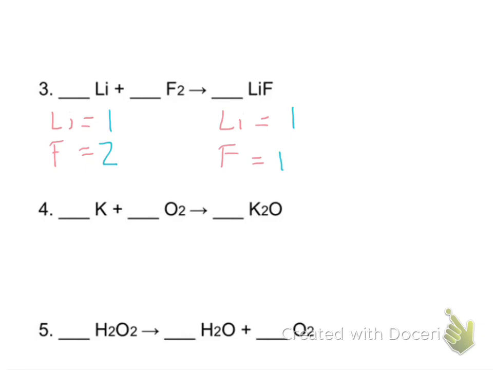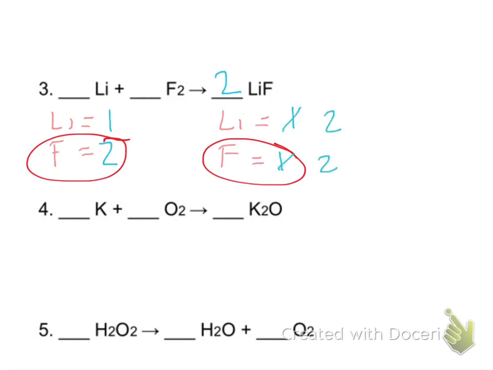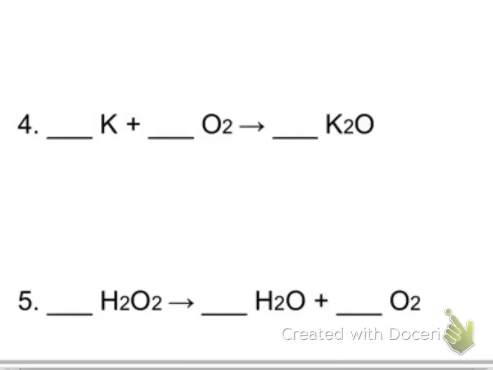We need to balance this. We need to balance this by getting a 2 over here somehow. Easiest way to do that is put a 2 in front. That gives us 2 lithium, 2 fluorine, because remember, this distributes out. Then if we have 2 lithium, we need to fix this number on this side, so we're going to put a 2 in front. Now we have 2 lithium, 2 fluorine, 2 fluorine. Balanced. Moving right along to number 4.